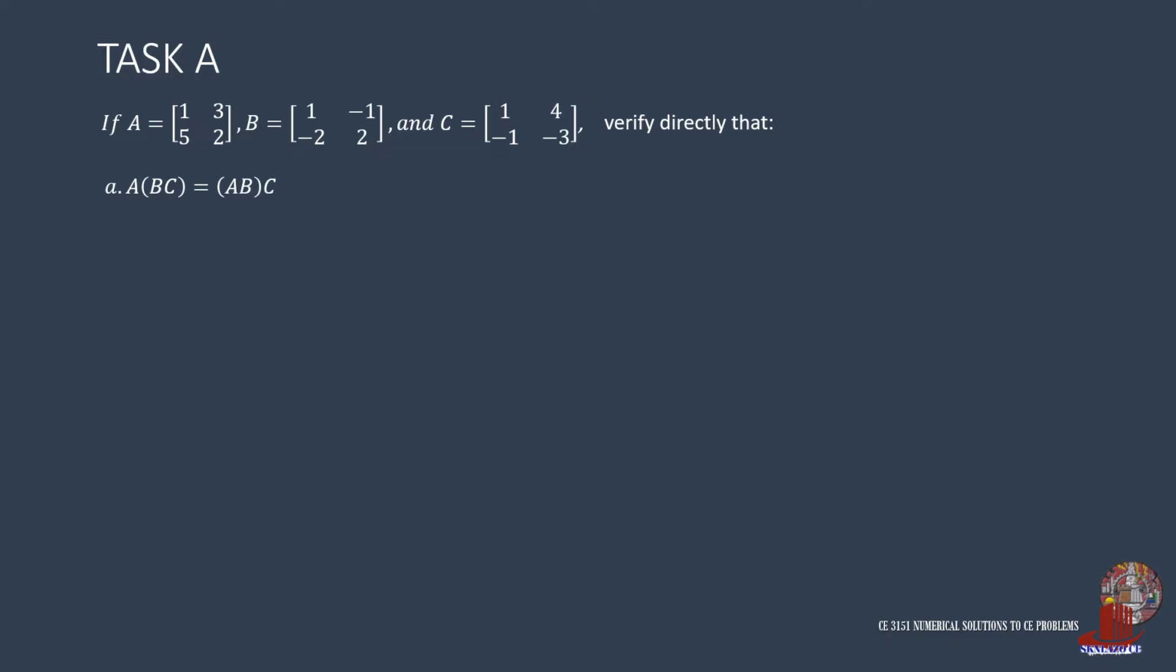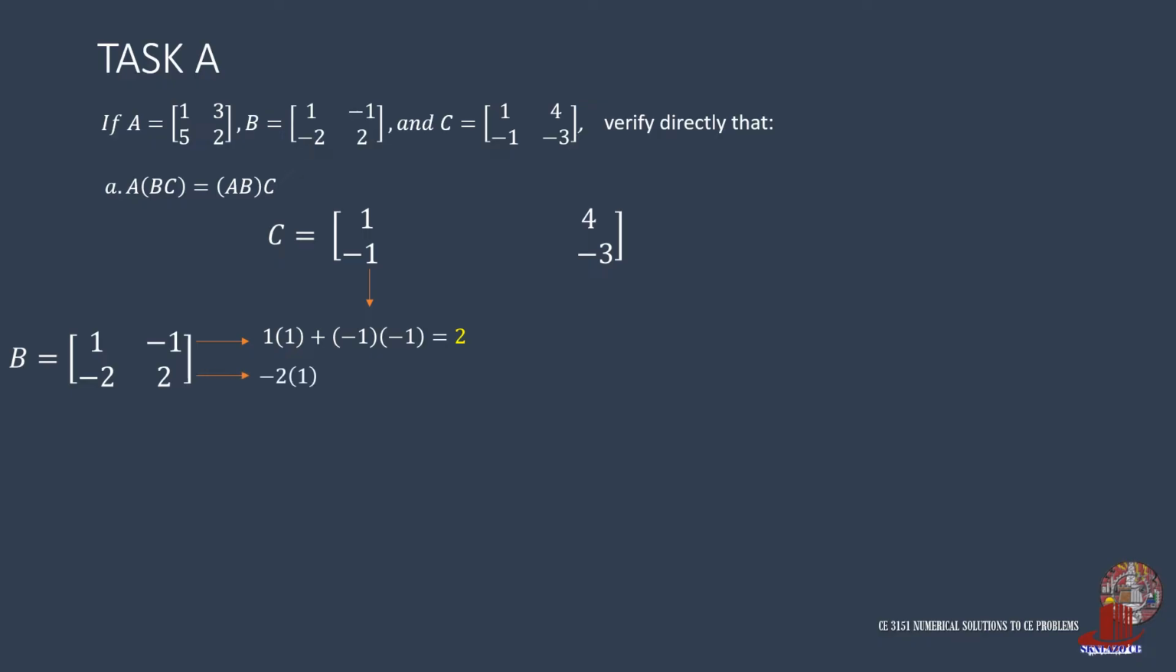The first operation would work with matrix BC first, and that would give matrix B multiplied by matrix C. To discuss this clearly, the intersection method is used, although you can multiply matrices by row times column strategy. Start by multiplying the first row of matrix B times the first column of matrix C. That would give 1 times 1 plus -1 times -1, which is 2. Continue with the second row of matrix B to get -2 times 1 plus 2 times -1, giving -4.